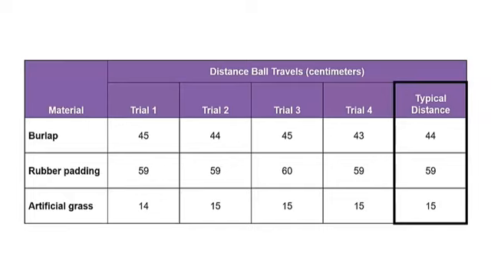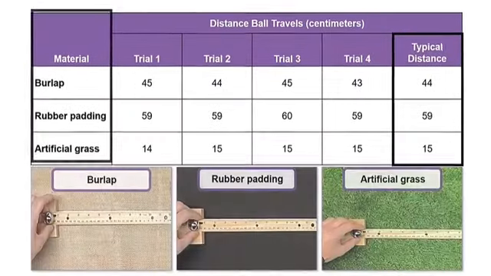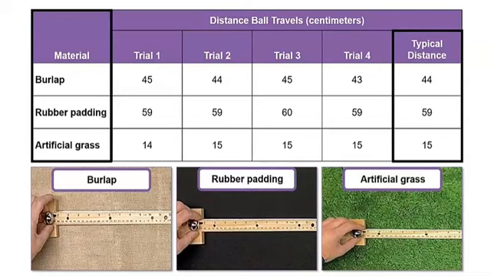Now let's use the typical distances we found to look for relationships between the material and the distance the ball travels. What do you notice about the materials? Both the burlap and the rubber padding have smooth surfaces, while the artificial grass is rough. Hey, do you see a connection between the material's texture and the distance the ball travels? Our investigation seems to show that the rougher the material, the shorter the distance the ball travels before it stops.